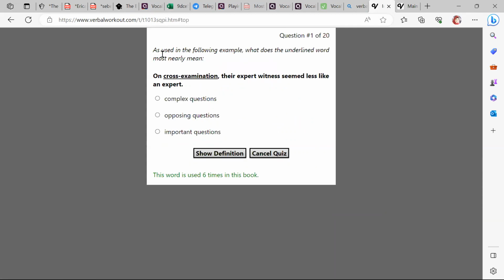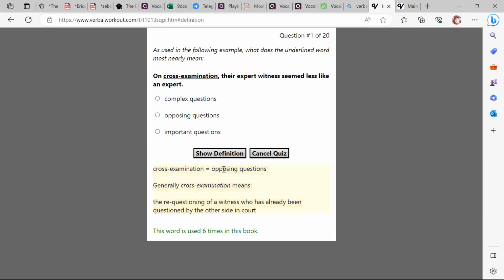here. You can see question 1 of 20: as used in the following example, what does the underlined word most nearly mean? Here, on cross-examination, their expert witness seemed less like an expert. If you want to see the definition, you can, of course, check it. Cross-examination means opposing questions. Generally, cross-examination means the re-questioning of a witness who has already been questioned by the other side in the court. So this can help you know the definition of this expression.